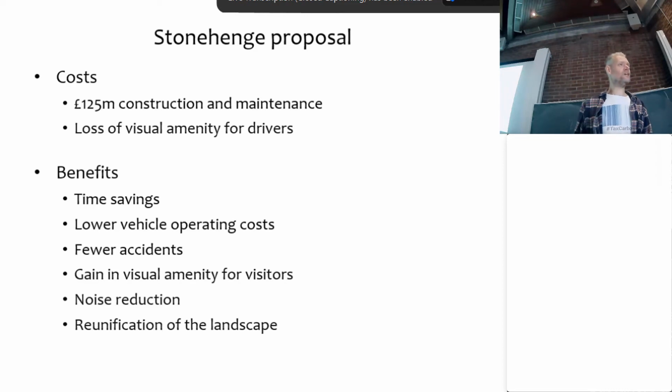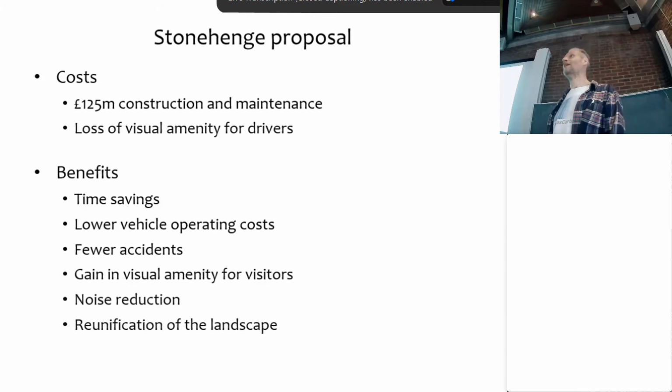Costs of all this, slightly older figures, would be 125 million. One problem with the proposal is that you can no longer see Stonehenge from the road. Benefits are that traffic would be faster, as people no longer slow down to have a good look at Stonehenge. Fewer accidents, lower operating costs.